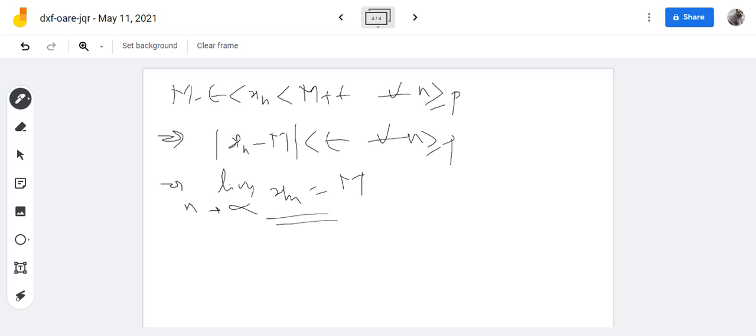That's why if a sequence is monotone increasing and bounded above, then the sequence always converges to its exact upper bound. Remember that. Okay, so there is another theorem. If a sequence xn of real numbers is monotonic decreasing and bounded below, remember that it is monotonic decreasing and bounded below, then it converges to its exact lower bound. Okay, so you prove this second theorem yourself.